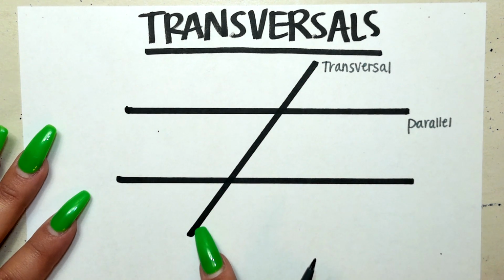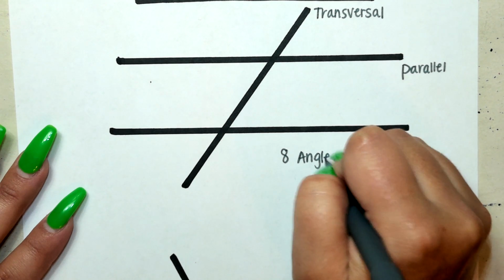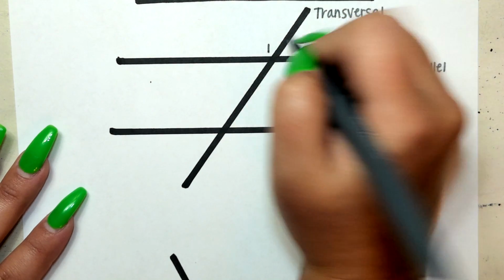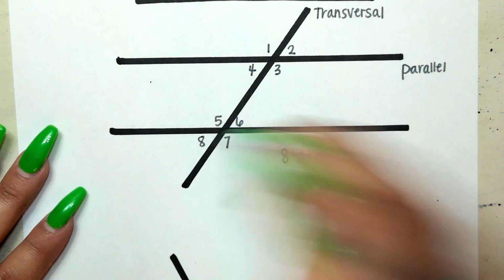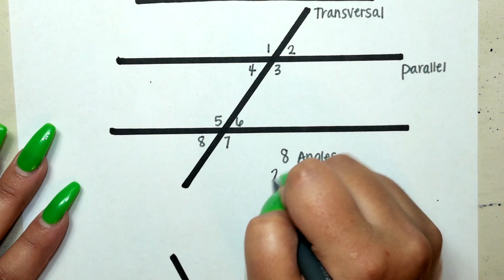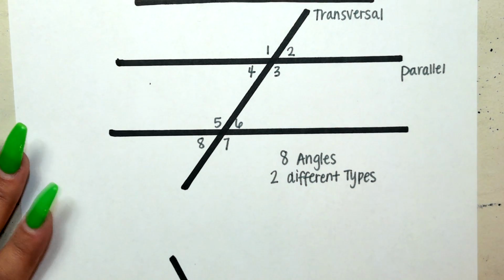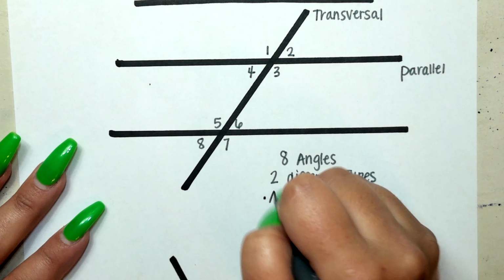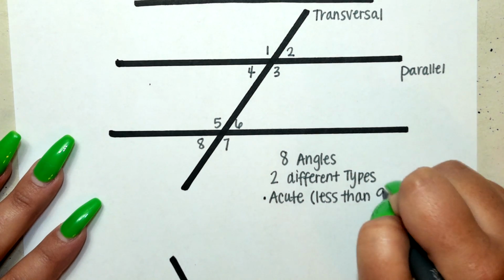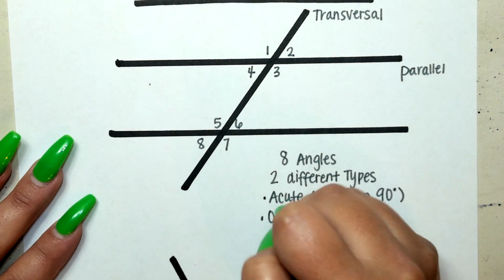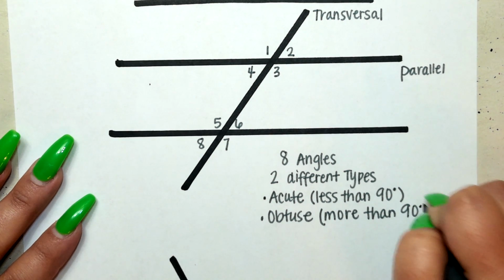When the transversal line cuts through the parallel lines, it creates 8 angles. So 8 angles. We have 1, 2, 3, 4, 5, 6, 7, 8. However, there are only 2 different types. The first one we have is acute, which are less than 90 degrees. And we have obtuse, which are more than 90 degrees.